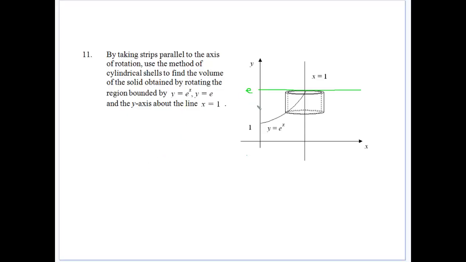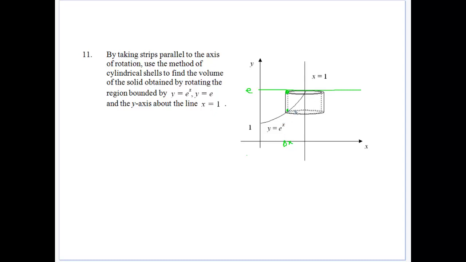So this one, we've got a curve y is equal to e to the x, and the area between that curve, the line y is equal to e and x is equal to 1 on the y-axis, is rotated around the line x is equal to 1. So a little bit different this time. What we've got to, again, work out, well, it's going to be delta x, because it's parallel to the axis of rotation there. So that's why it's going to be delta x there.